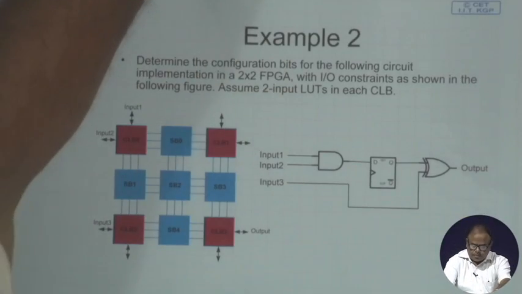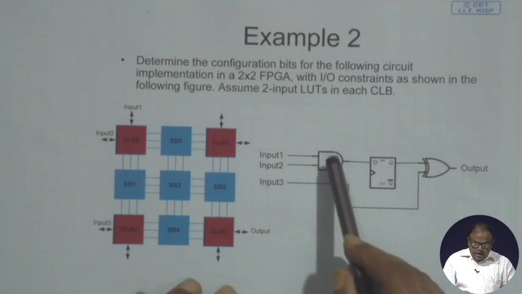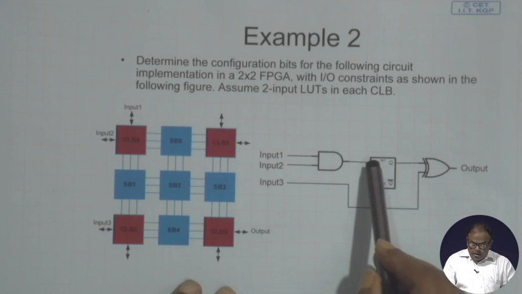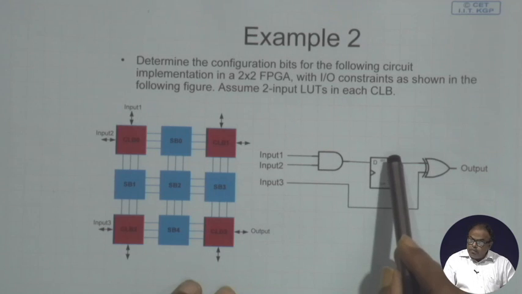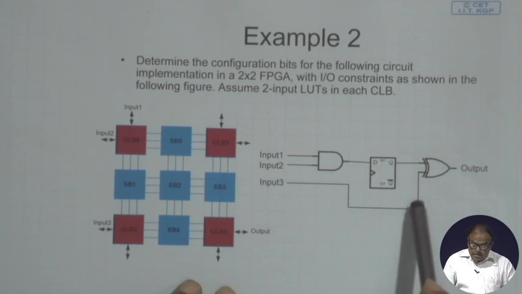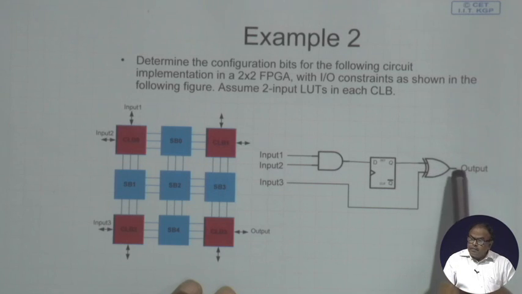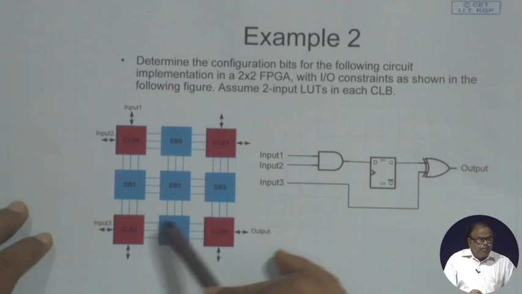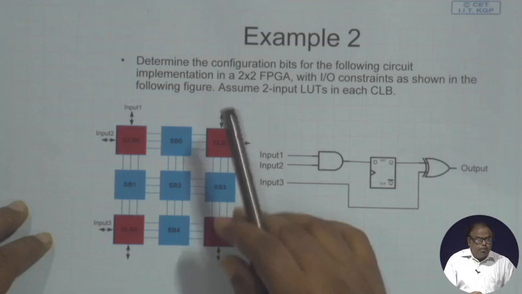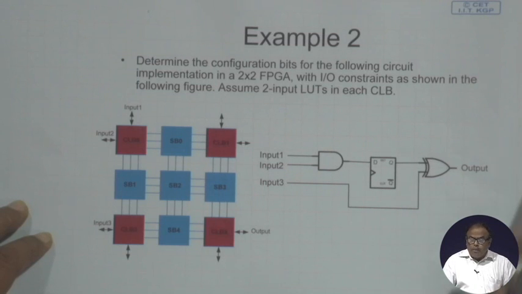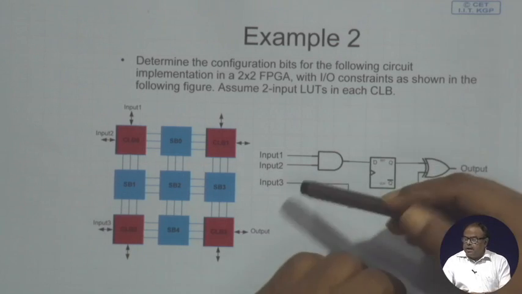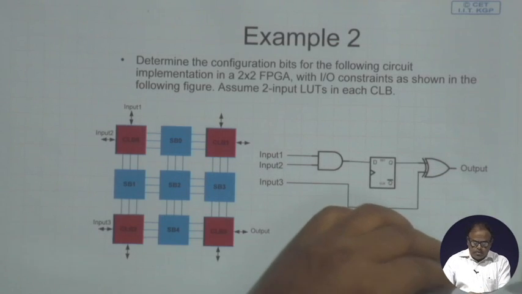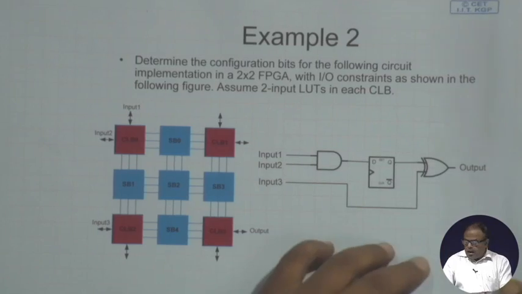Using that, I have to implement an AND gate which is coming to the D flip flop, and another input is coming at an XOR gate, and I will get the output. So, this is what I want to achieve using the 2 input lookup tables. Now, the lookup table that I had shown earlier did not have any restriction on this. Here I am saying that there are 2 input lookup tables. So, how can I implement this?